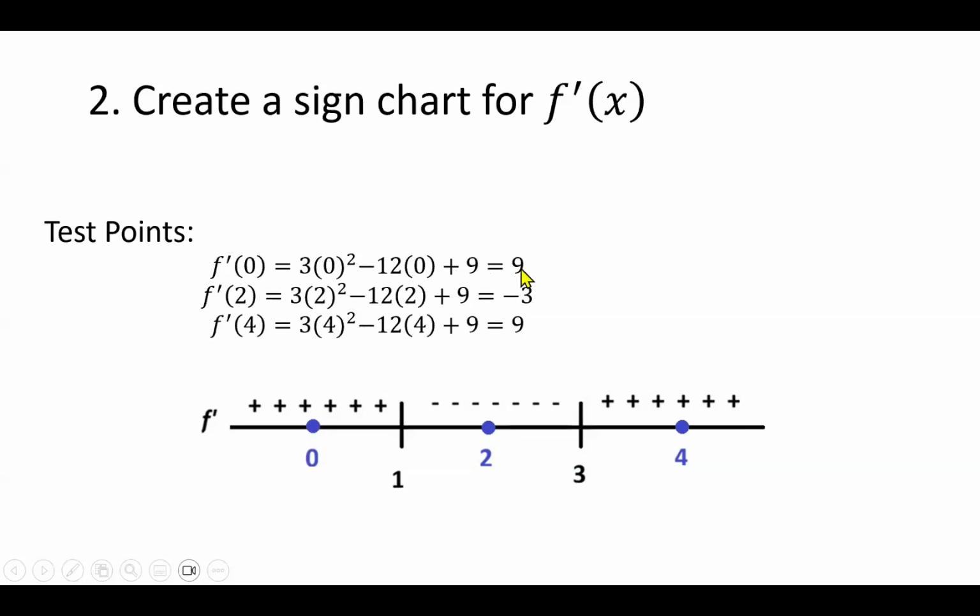So 0 gave me 9, which is positive, so I put positive signs. 2 gave me -3, so I put negative signs. And 9 gave me a positive value, so I put positive signs. So by looking at this diagram, I know which one is which. If I move left to right, this changes from positive sign to negative. So 1 is going to be a maximum. And 3 changes from negative to positive. So 3 is going to be a minimum.